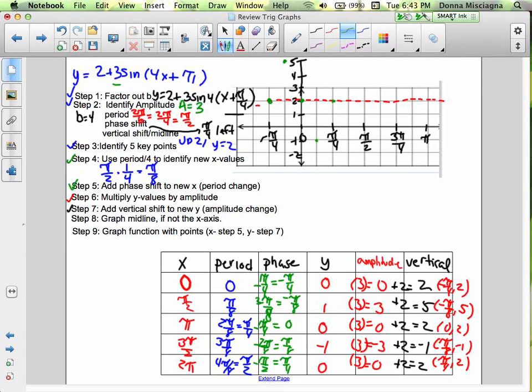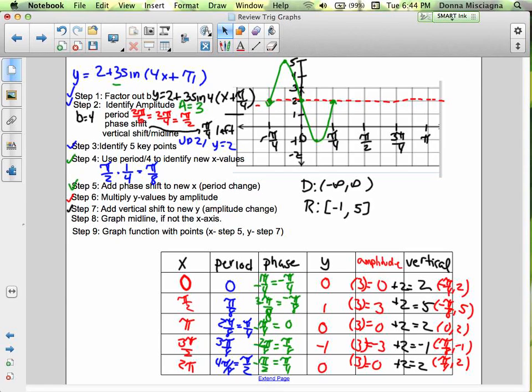Now let's connect our points. All right, so we have up and down and up. And then our graph is just going to keep doing the same thing over and over again, forever and ever and ever. And our last step is the domain, negative infinity to infinity, and the range, you can see from our graph, the low value is negative 1, the high value is 5, it's oscillating between those values, and we use brackets because the graph does go between those points.